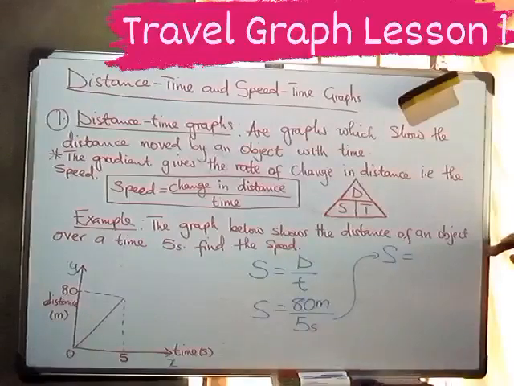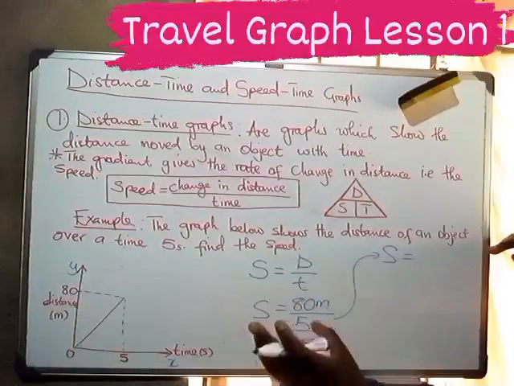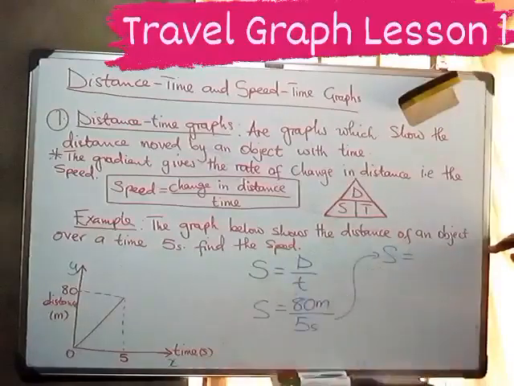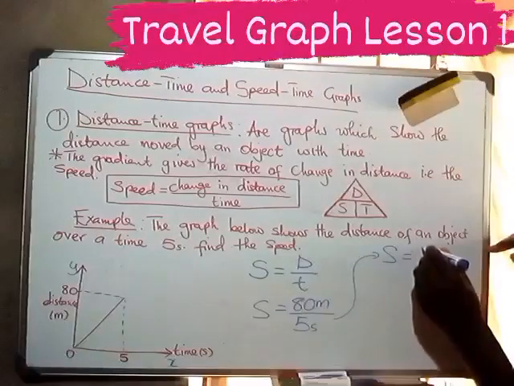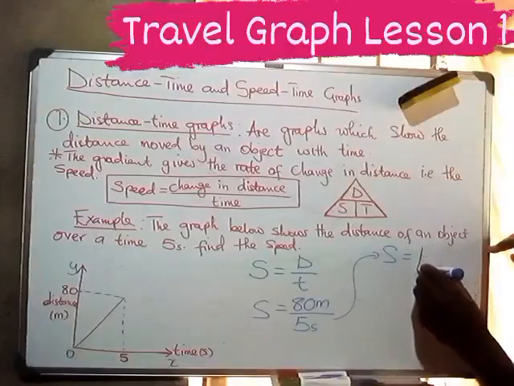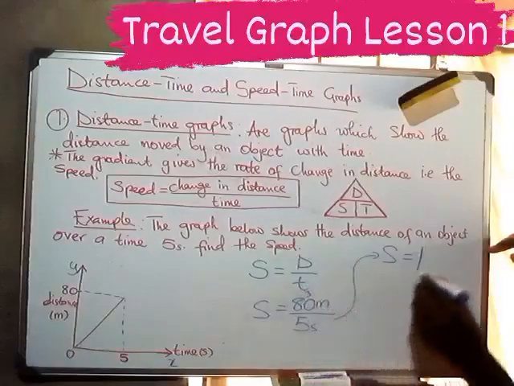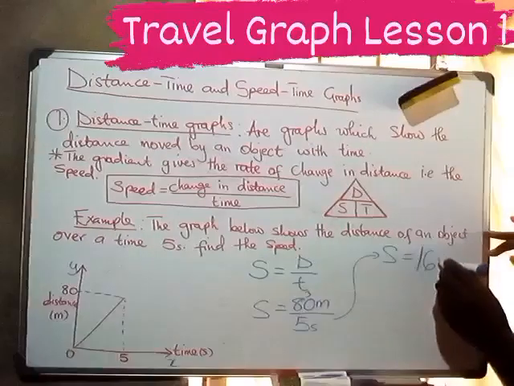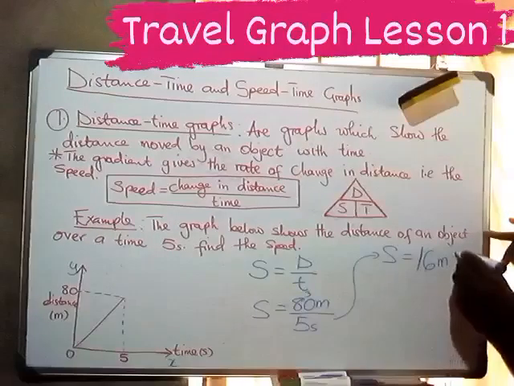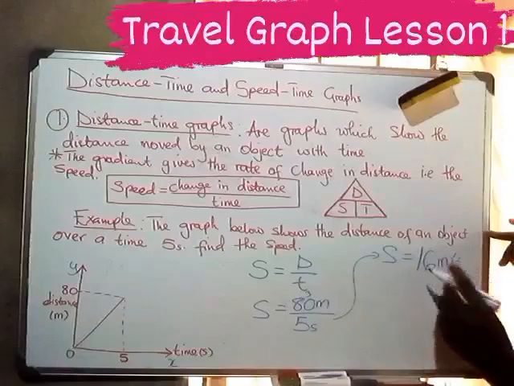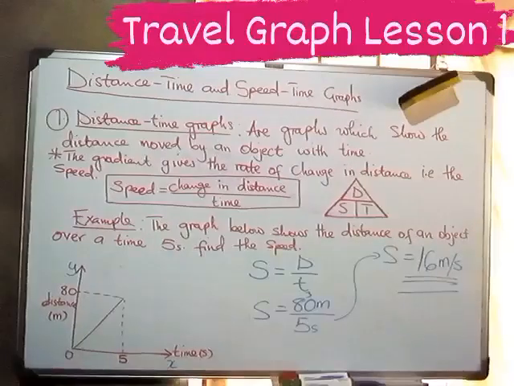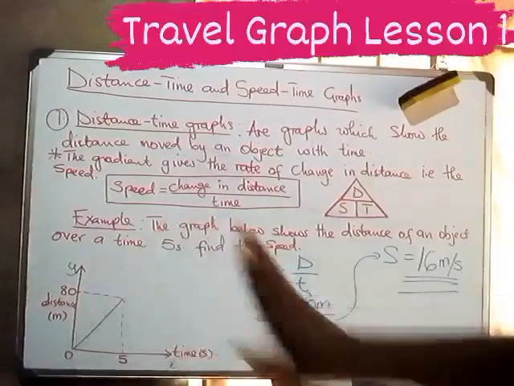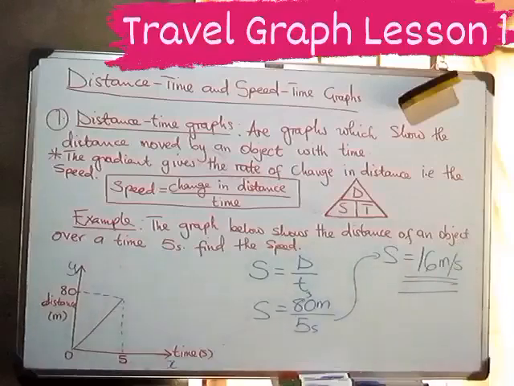This is paper 1. By the way, this is a paper 1 question, which always comes at the end of the same paper. So what we do now, 5 into 8 goes 1, remainder 3. 5 into 30 goes 6. So it will be 16 meters over s. The s is for the seconds. So the speed of this graph there is 16 meters per second.